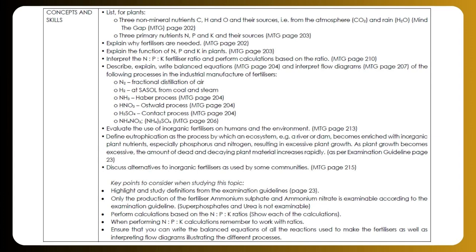MTG page 215. Key points to consider when studying this topic. Highlight and study definitions from the examination guidelines, page 23. Only the production of the fertilizers ammonium sulfate and ammonium nitrate is examinable according to the examination guideline. Superphosphates and urea are not examinable. Perform calculations based on the NPK ratios. Show each of the calculations. When performing NPK calculations, remember to work with ratios. Ensure that you can write the balanced equations of all the reactions used to make the fertilizers as well as interpret flow diagrams illustrating the different processes.